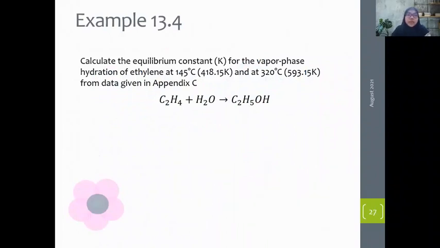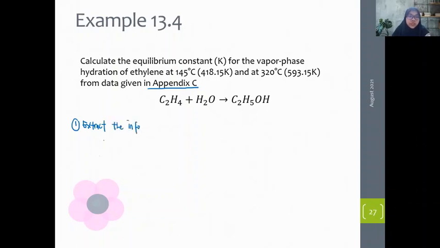Let's take a look at this example: calculate the equilibrium constant for the vapor phase hydration of ethylene at 418 Kelvin and 593 Kelvin from the data given in Appendix C. The reaction is ethylene reacting with water to produce ethanol. So the reaction is balanced. The first step is to extract the information.